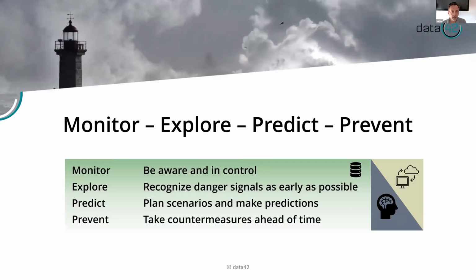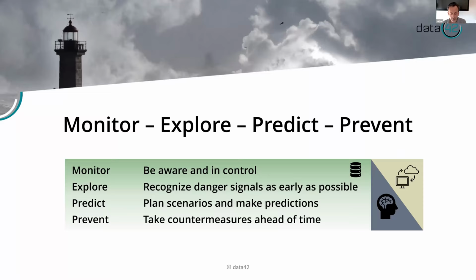Before we jump into the demo, just as a short list of the main tasks, what do we need to do in crisis prevention? We need to monitor the situation to be aware and in control. We need to explore the situation to recognize danger signals as early as possible. We need to plan scenarios and make predictions of what might happen. And we need to alert and take countermeasures ahead of time.